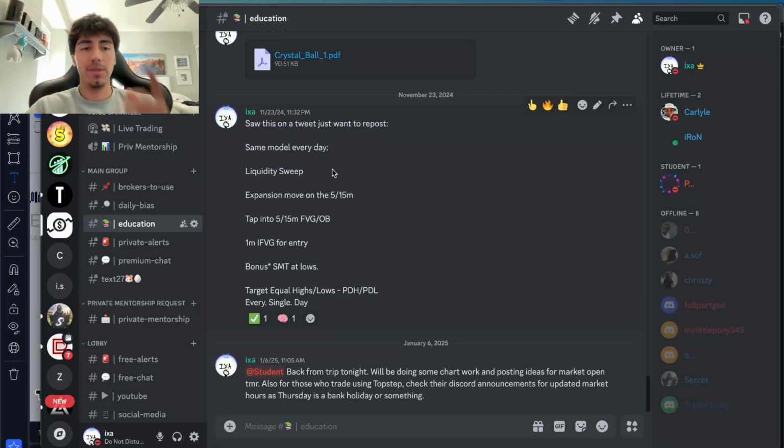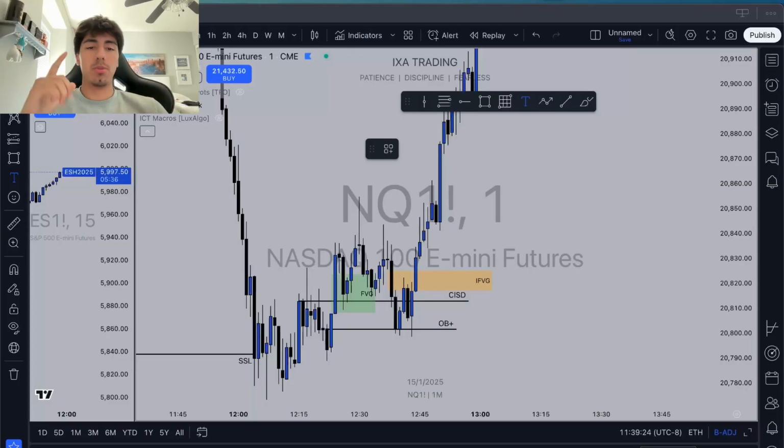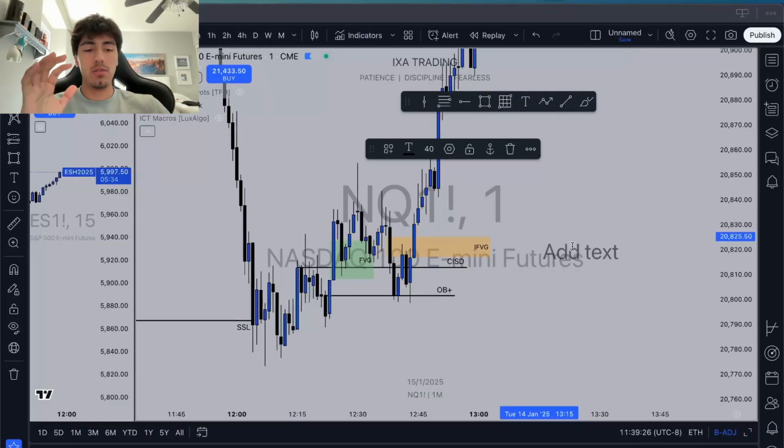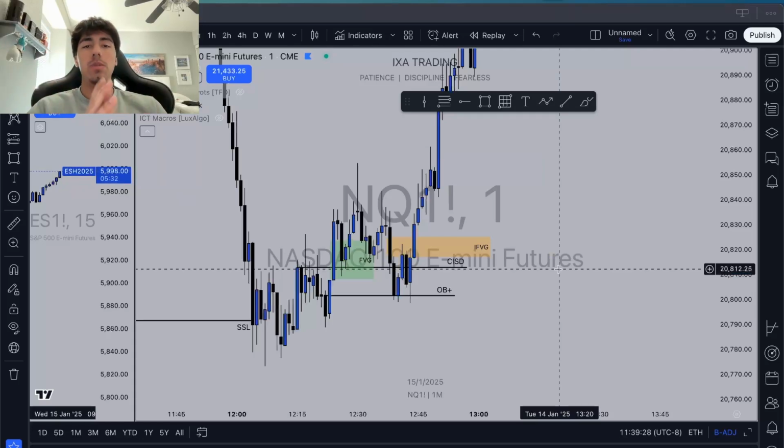Liquidity sweep, expansion move, meaning a CISD or a breaker structure. Pretty much the same thing. People are just rebranding all these terms to make them seem cooler. Tap into a 5 minute fair value gap or order block. This can be interchangeable. It doesn't have to be a 5 minute every single time. It can be a 1 minute, a 3 minute, a 5 minute, a 30 minute. But I'm always waiting for a closure. This is the most important thing if you don't get anything from this video, and write this down: always wait for confirmation off of a fair value gap or order block.